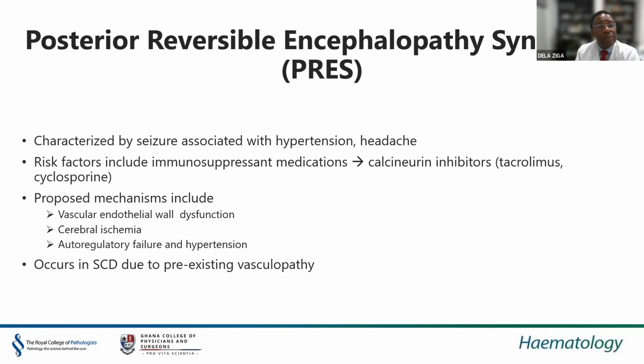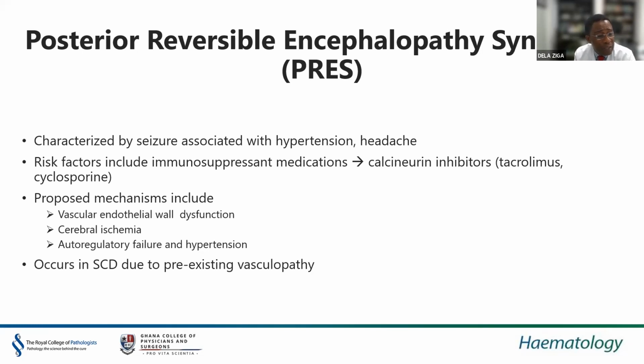Another entity that is mostly seen in all patients, but can occur more in sickle cell disease, is posterior reversible encephalopathy syndrome. It's a condition that presents with seizure and is associated with headache and hypertension. The risk in these children is due to the endothelial damage that occurs with sickle cell disease. In addition, medications like tacrolimus and cyclosporine, used for GVHD prophylaxis, have been shown to increase the risk of PRES.